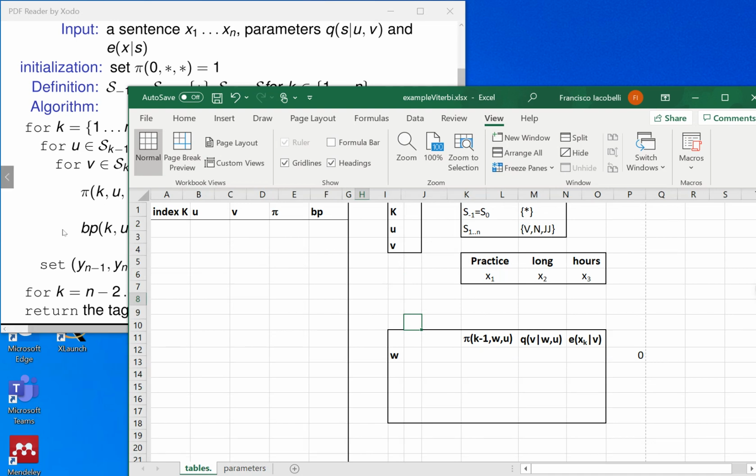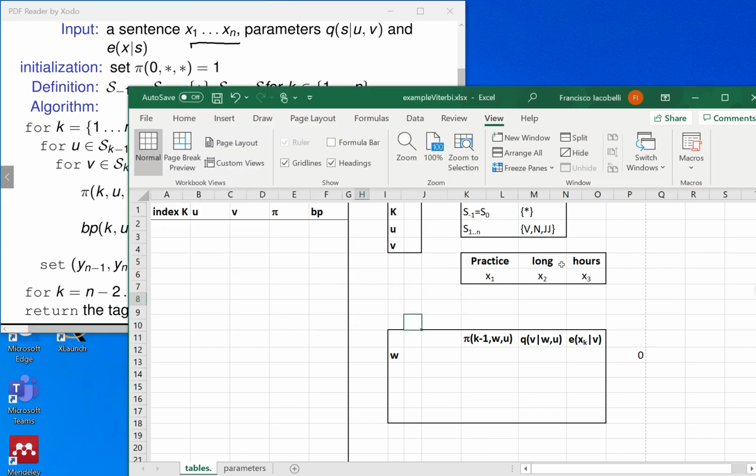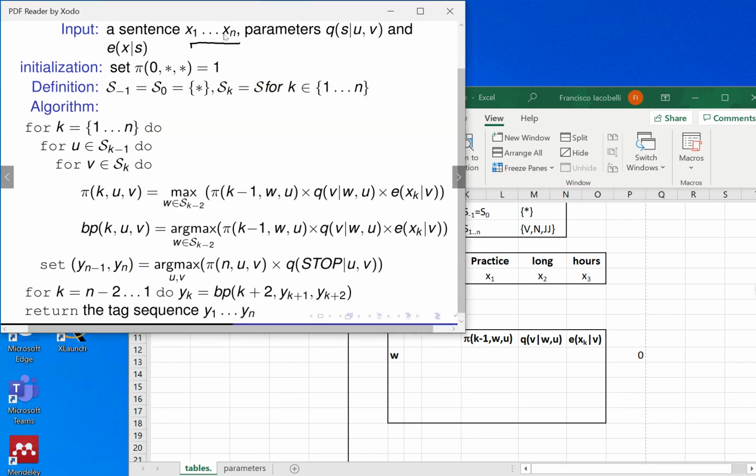So, with that in mind, I'm going to trace the Viterbi algorithm to show you how it works and how this can be done. So let's begin. First of all, you need a sentence of n words, x1 through xn. These are the words. Our sentence is going to be practice long hours. It's a very short sentence, right? Where x1 is practice, x2 is long, x3 is hours. So our n is 3.